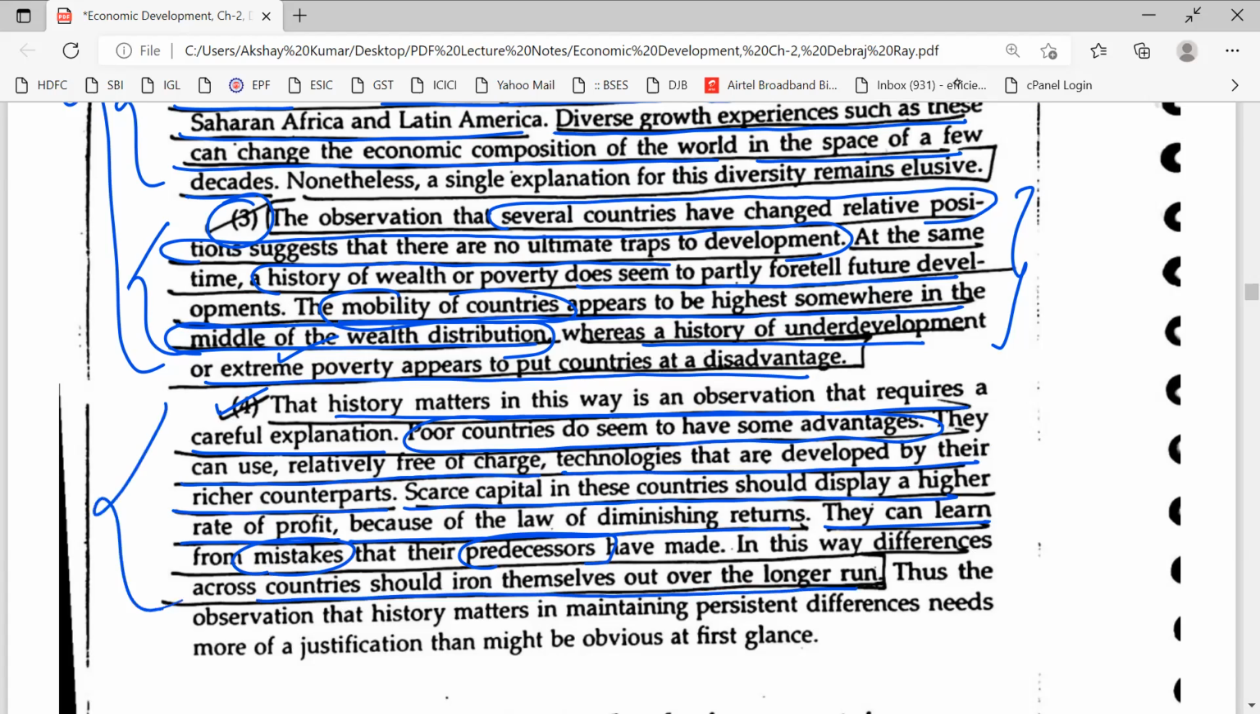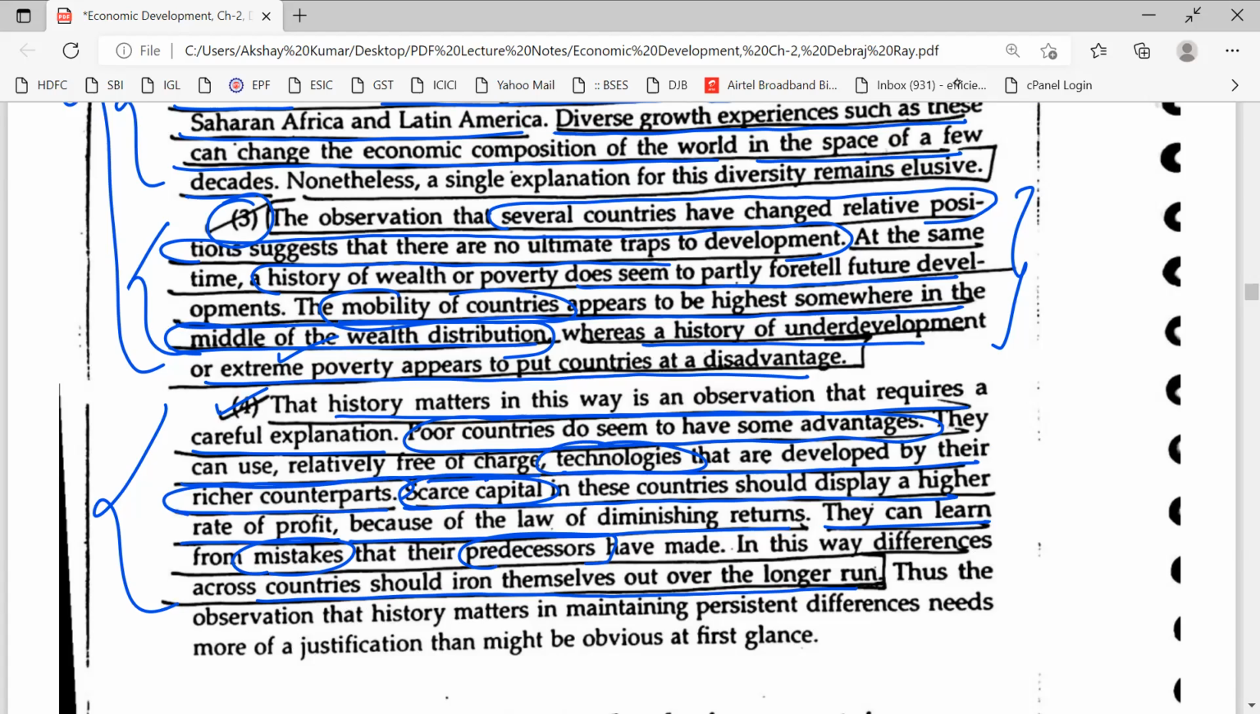So the last point is slightly optimistic about the fact that even if the poor countries are starting off with a very bad background in terms of per capita incomes, still there is some bright light or there is some hope that they can catch up in the long run. Why? Because the poor countries have some advantages in the form of higher returns on the scarce capital, and wise use of technologies developed by the richer countries.